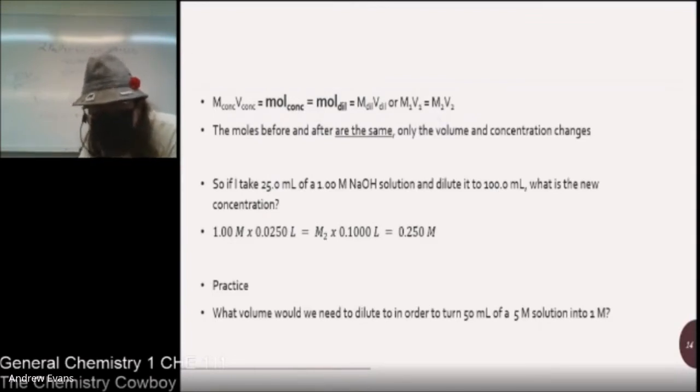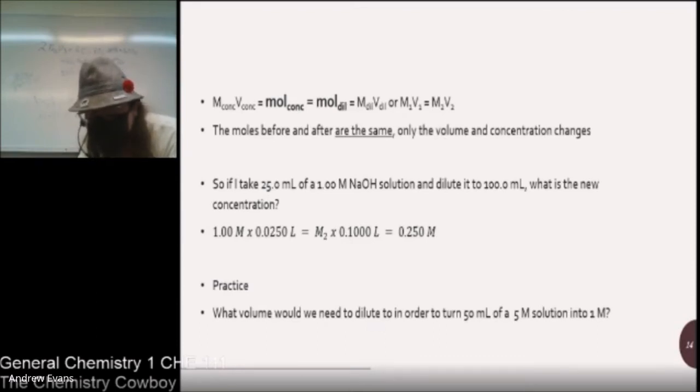So if I took 25 mils of a 1 molar sodium hydroxide solution and I dilute it to 100 mils, what is the new concentration? I take 1 times 0.025, and that's equal to M2 times 0.1. So I need to divide both sides by 0.1 to isolate this. Liters cancels liters, and I'm left with units of molarity. The molarity has now been reduced to 0.25 from 1.